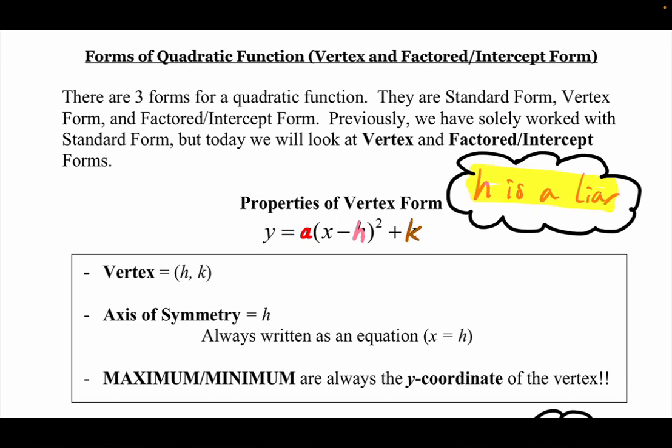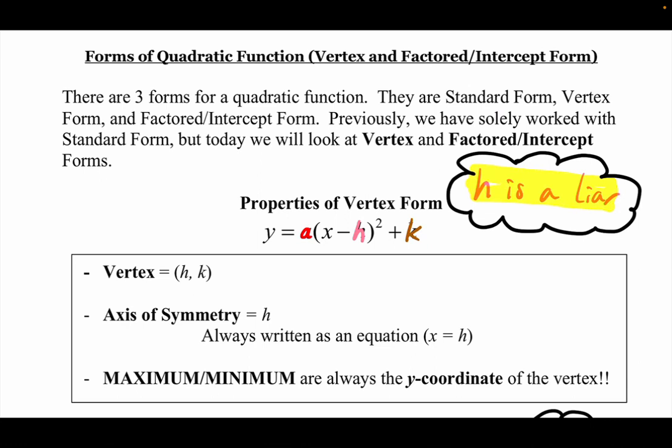The first one is vertex form. Vertex form is probably the easiest one because everything is given to you. You just have to find it. You don't have to do any calculations, it's all there. So all three forms, I should say, have an A. Vertex form also has an H and it has a K.